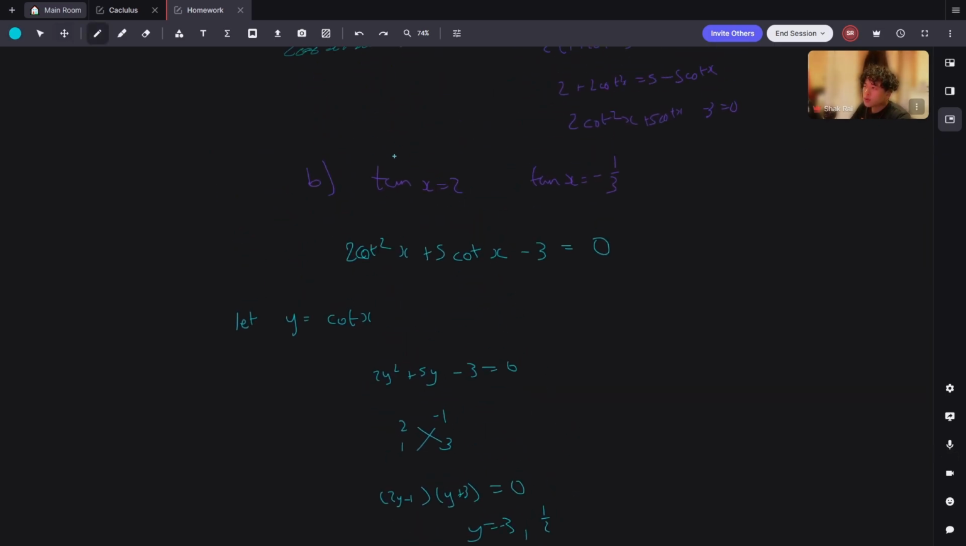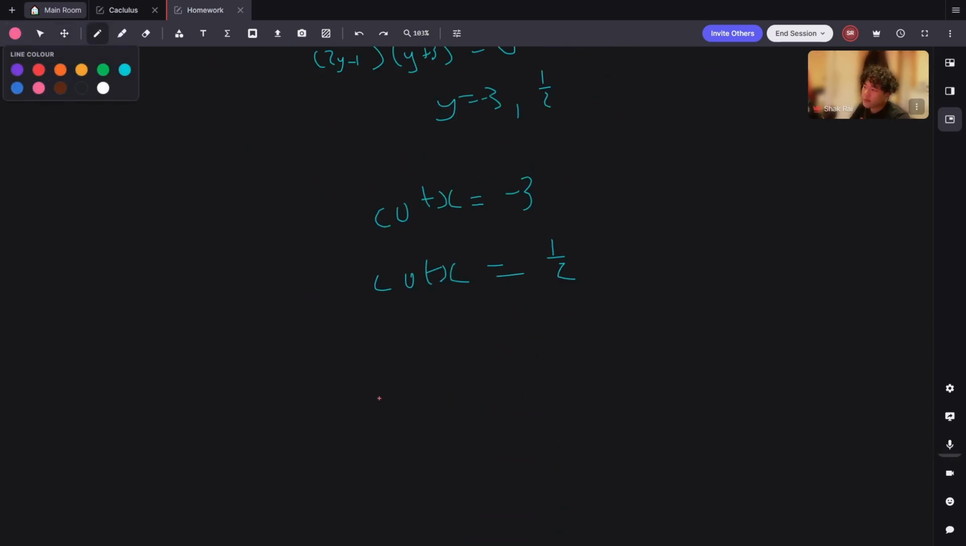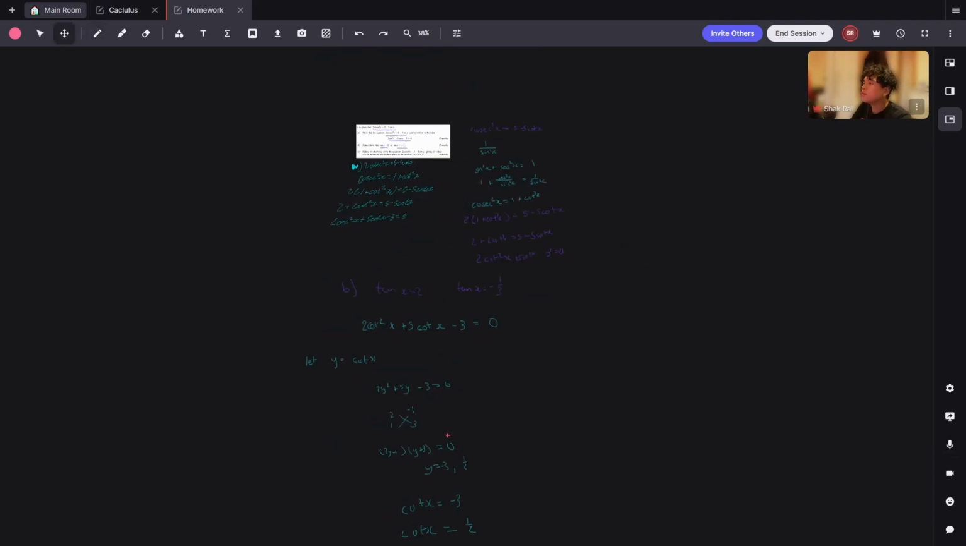Cool. So we're asked to show that tan x equals 2 or tan x equals minus a third. So obviously tan x would therefore, let me make it in pink, just to make it colorful, tan x equals minus 1 over 3 and tan x equals 2. And that's it, because cot is just 1 over tan. Cool. So that's part B.